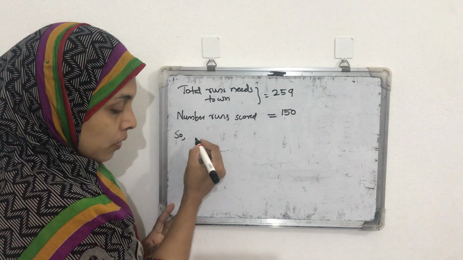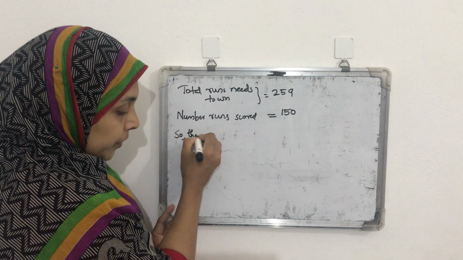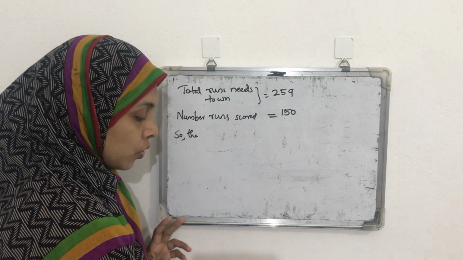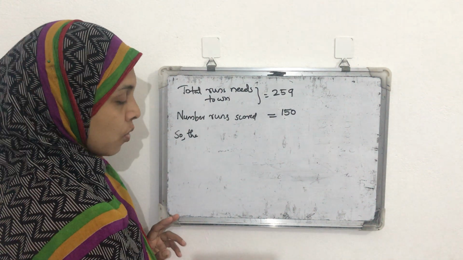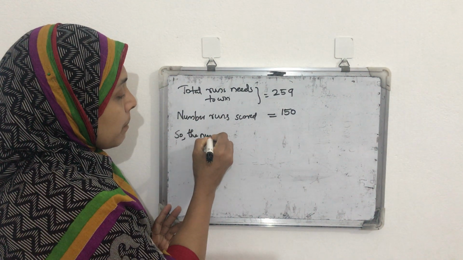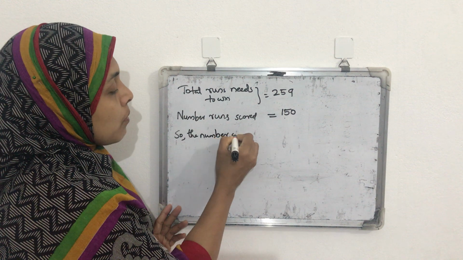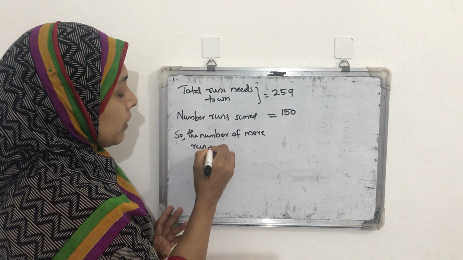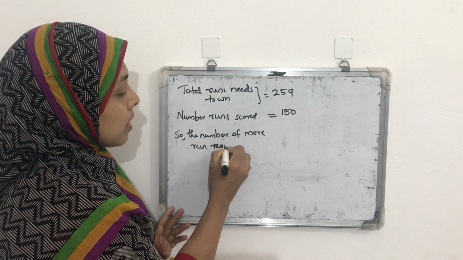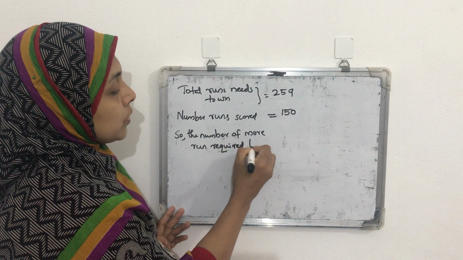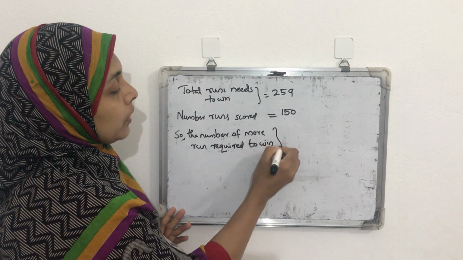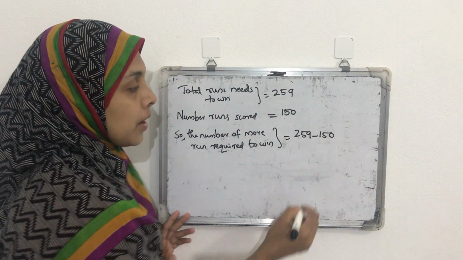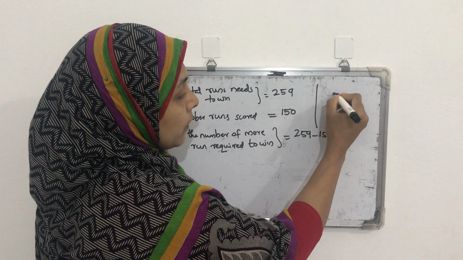So we can write how many more runs does India need to score. So we write, the number of more runs required to win. Okay. More runs required to win equals 259 minus 150. Okay, do it in the working column.